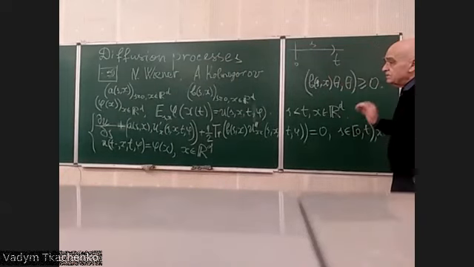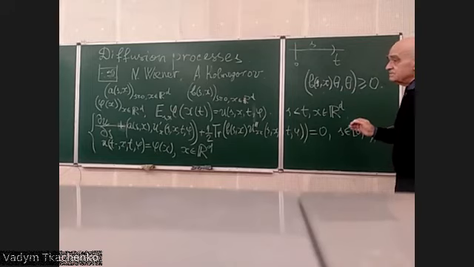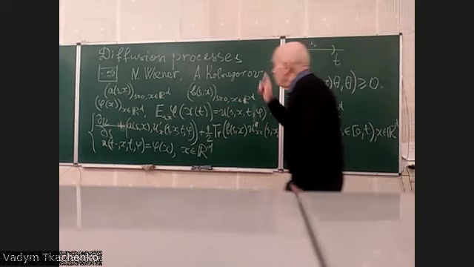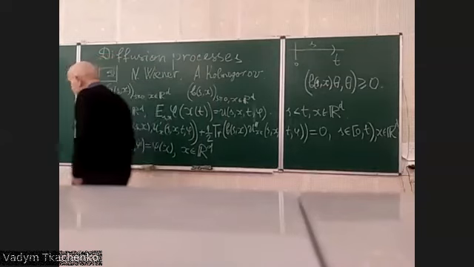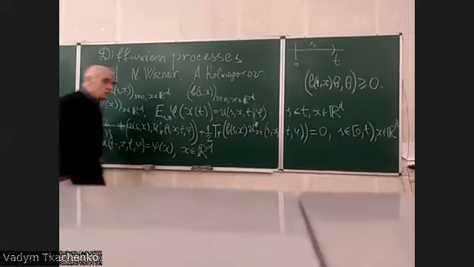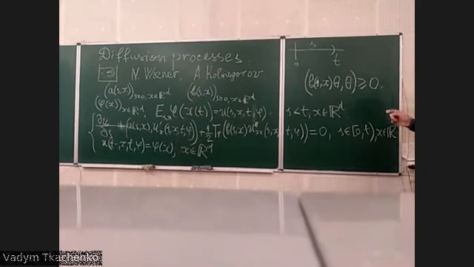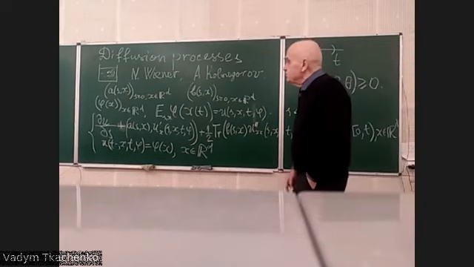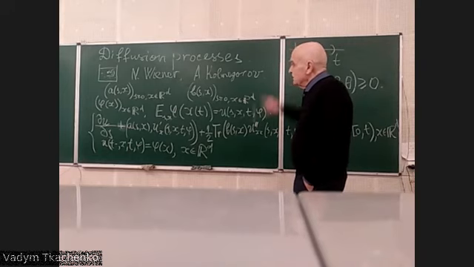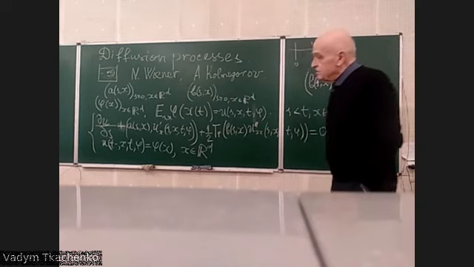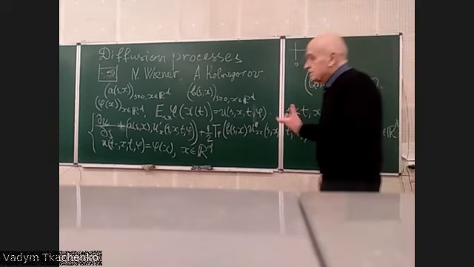The starting point of my course lesson will be Kolmogorov's theory of diffusion processes. I'm going to formulate the exact definition of the diffusion process according to Kolmogorov, and we derive this equation. This equation is called the Kolmogorov backward equation.